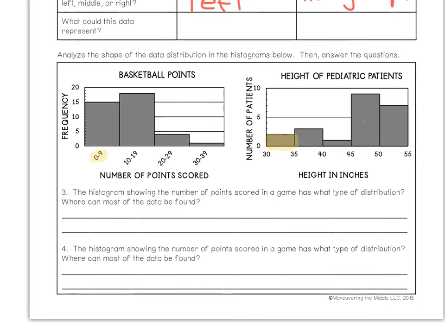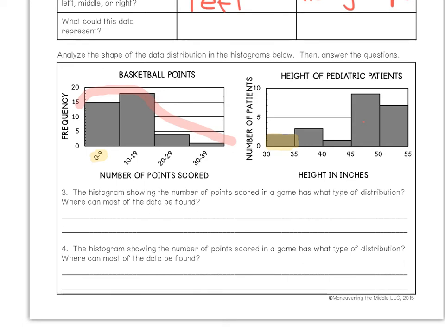So let's take a look at what this question is asking. The histogram showing the number of points scored in a game has what type of distribution? Where can most of the data be found? So we're talking about, is it symmetrical? Is it skewed left or is it skewed right? Well, it's not symmetrical because if I take this and go down, we have that tail. Remember that tail is on the right-hand side. So this is skewed right.